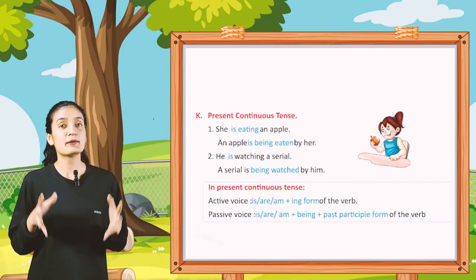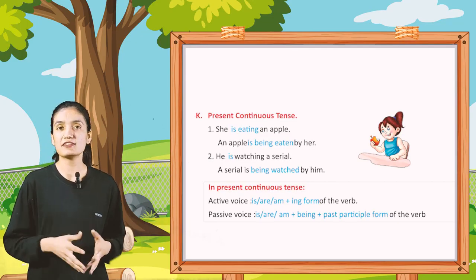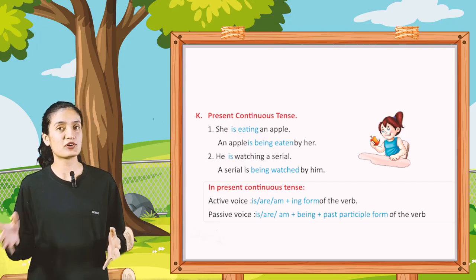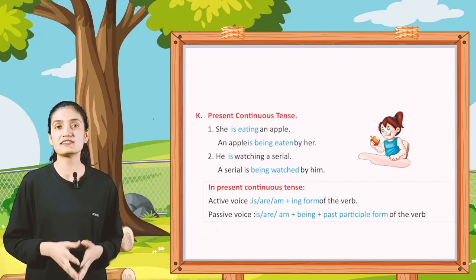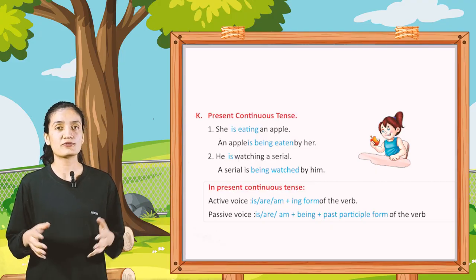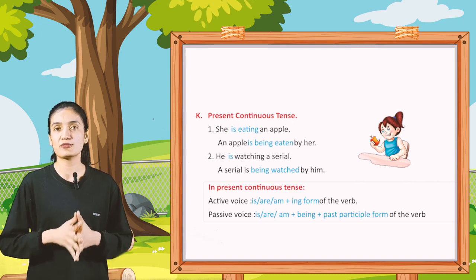Now part K, present continuous tense. First, she is eating an apple. An apple is being eaten by her. He is watching a serial. A serial is being watched by him. In present continuous tense, active voice, is, are, am plus ing form of the verb. Passive voice is is, are, am plus being plus past participle form of the verb.